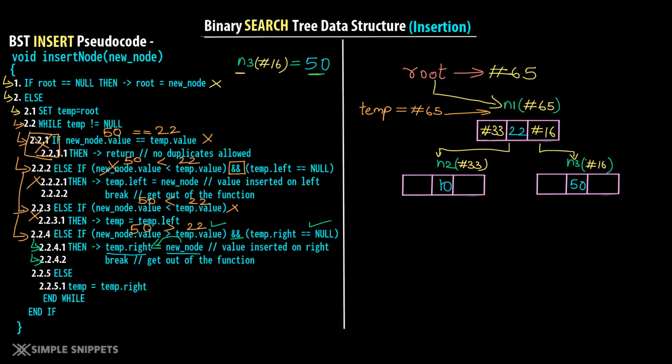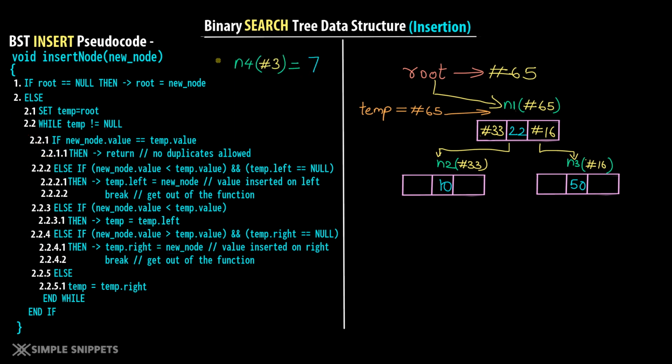So far you've got a very brief idea about this entire pseudocode, but let's add a few more nodes to understand those other conditions in detail. Let's add one more node n4, which is created at the address hash 3 and has the value 7. Just by looking at it, we can clearly say that 7 is less than 22, so it will go to the left part, that is the left subtree. Then we have n2. 7 is less than 10 also. So n4 is going to be the left child of n2.